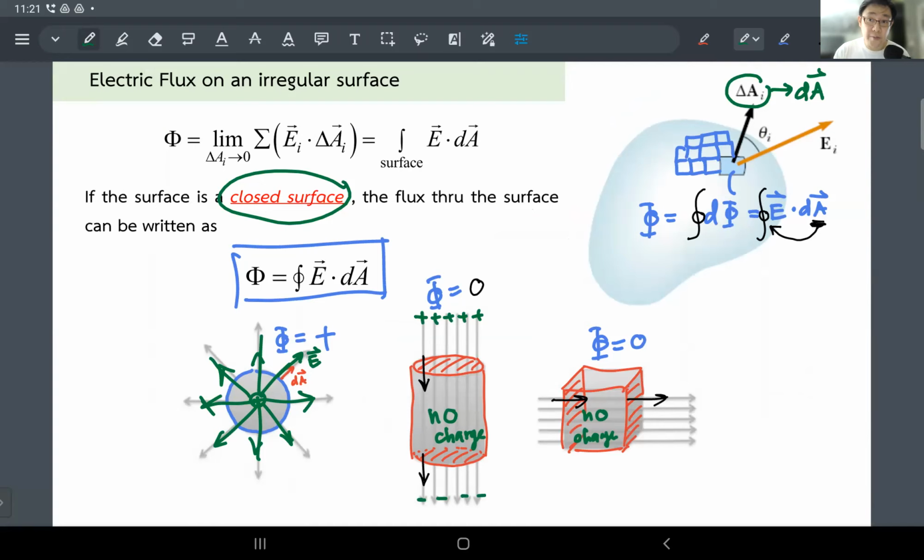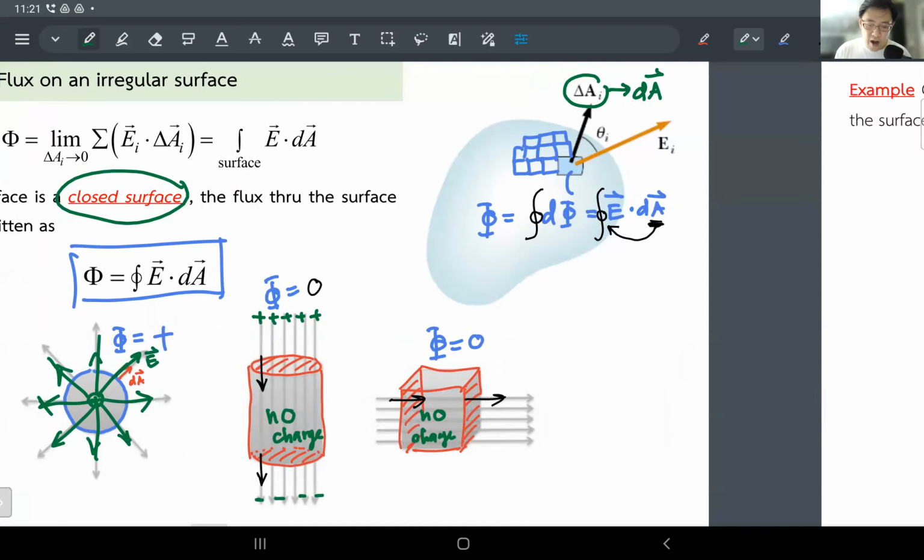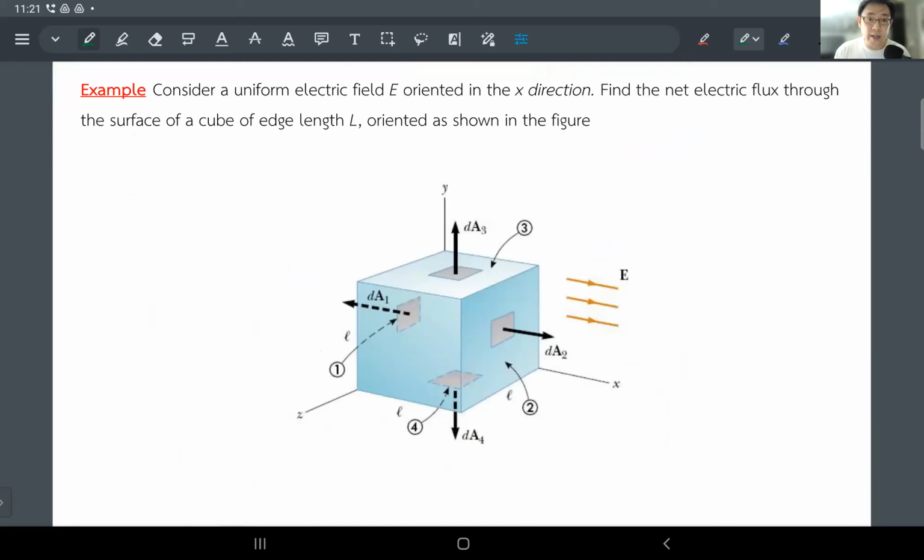For those of you who really want to jump ahead and see what's next, you can try calculating this one, and then we can go through these problems together next time. Sounds like a good plan here?